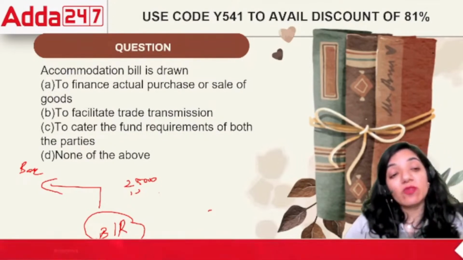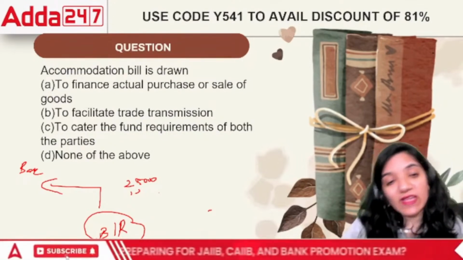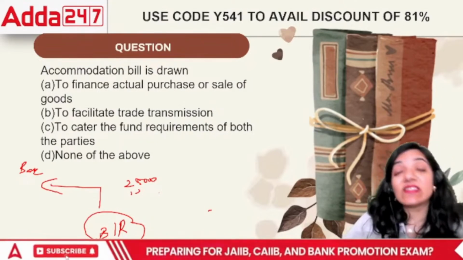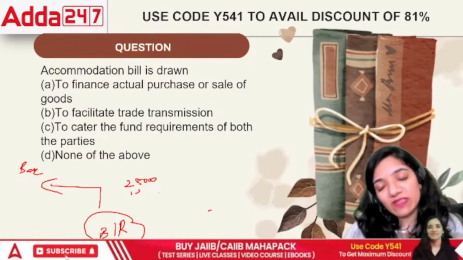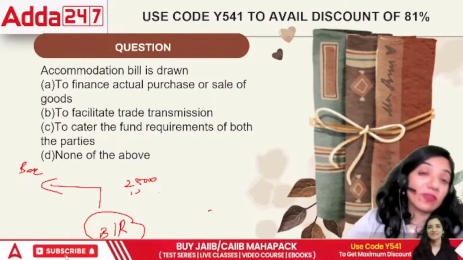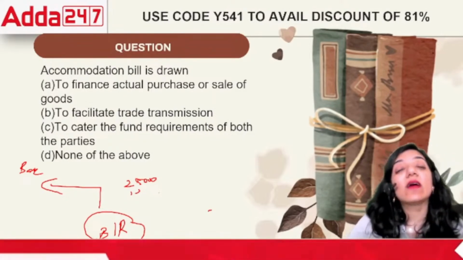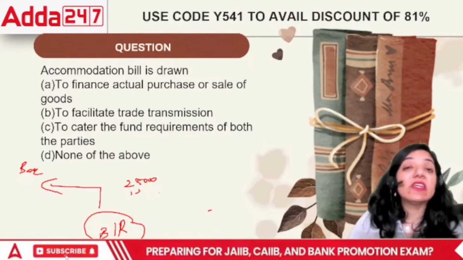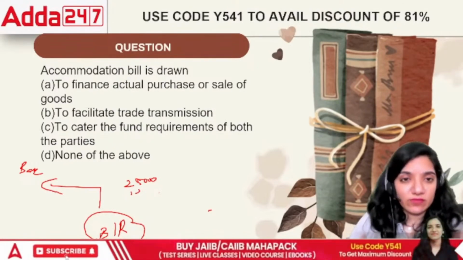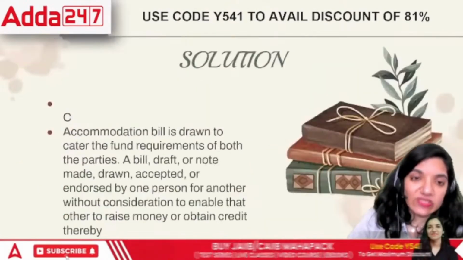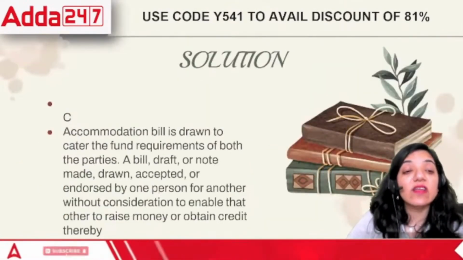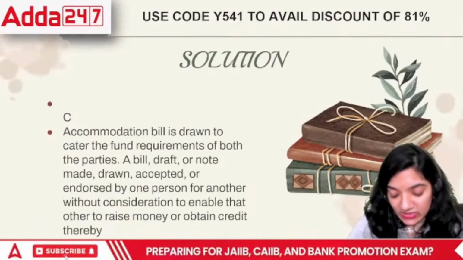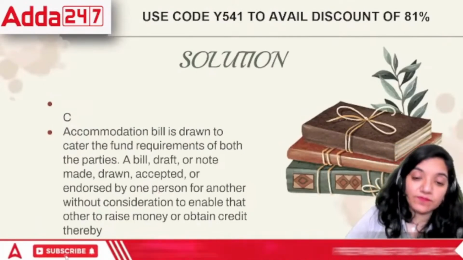So what will they do? Both of them will share that particular money among themselves. Once they share the money, after 3 months they will club their money and give it back to the bank. In this case, they are accommodating bills. They are basically helping each other in terms of generating funds. So this is done to cater the needs of both the parties.